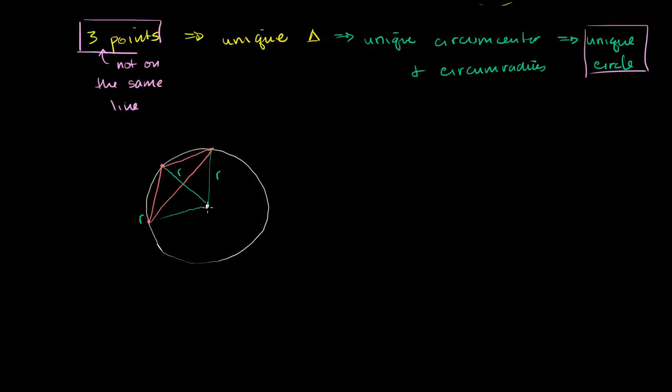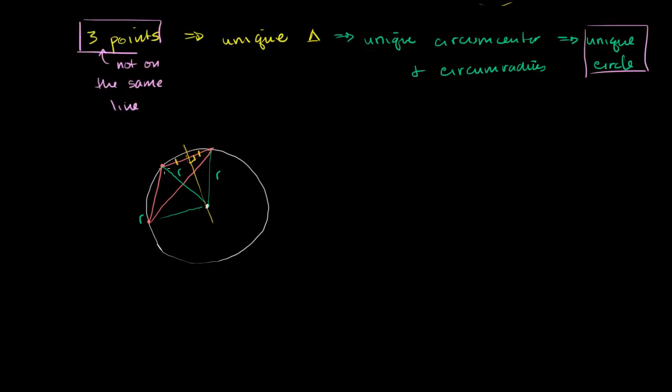Now, this point is clearly equidistant from that point and that point. We know that. It's exactly r away from both of those vertices of the triangle. So if it's equidistant, and we proved this in a previous video, if it's equidistant from both of those points, it must be on the perpendicular bisector of the segment that joins those 2 points. So this must be on the perpendicular bisector. It's perpendicular, and it bisects that segment right over there.